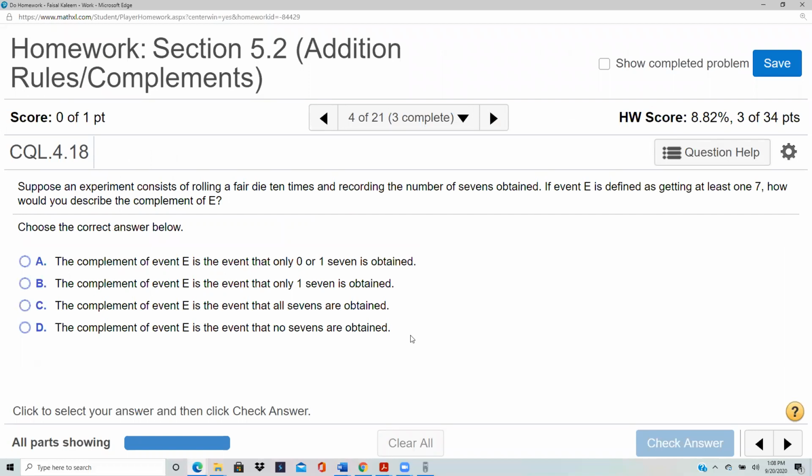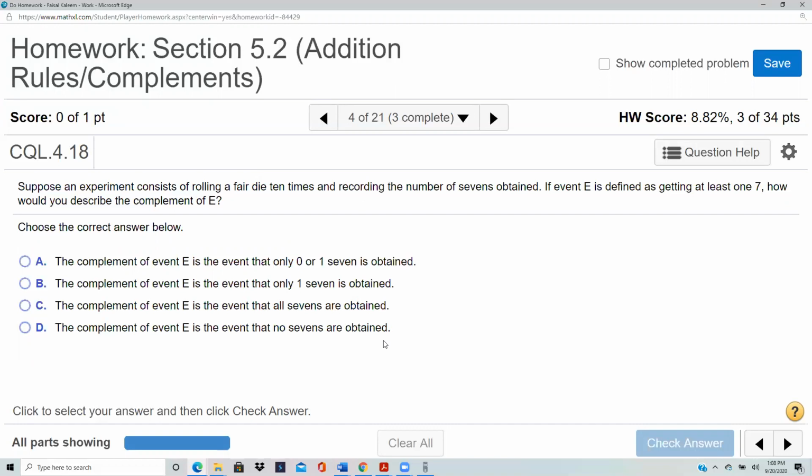Suppose an experiment consists of rolling a fair die 10 times and recording the number of sevens obtained. If event E is defined as getting at least one 7, then how would you describe the complement of E? The complement of "at least 1" is always "none." If you get at least one 7, it means you get 1, 2, 3, 4, 5, and so on, any number of sevens. The only thing not listed in this count was 0, because you may also never get a 7, so that's also a possibility.